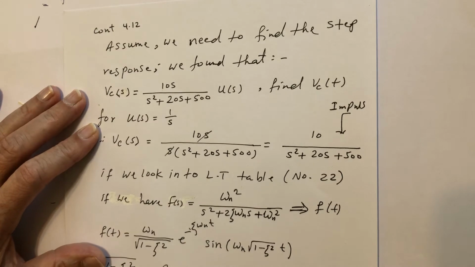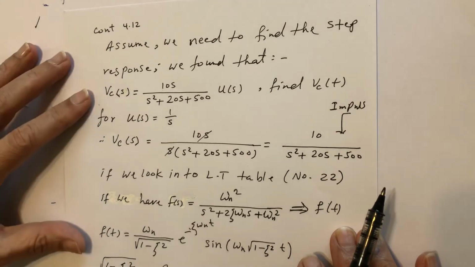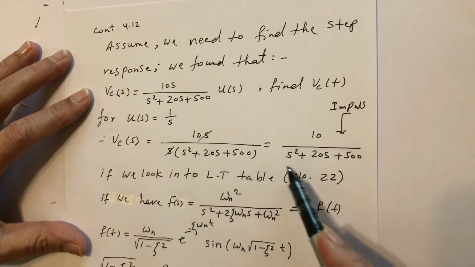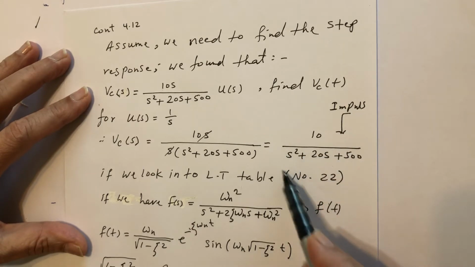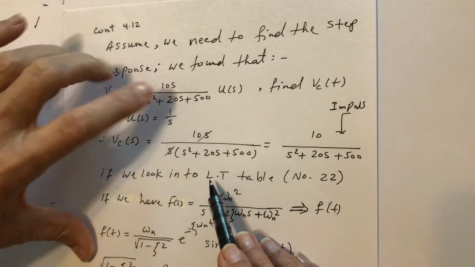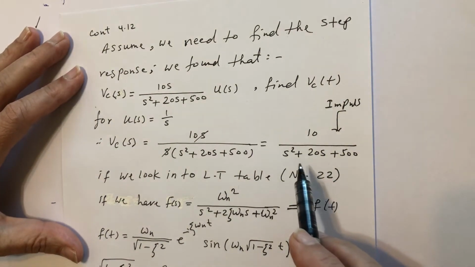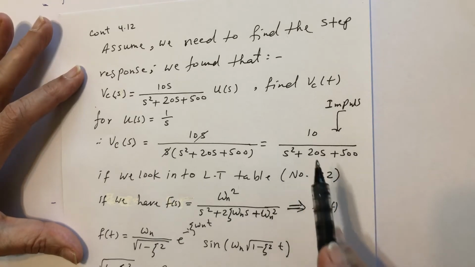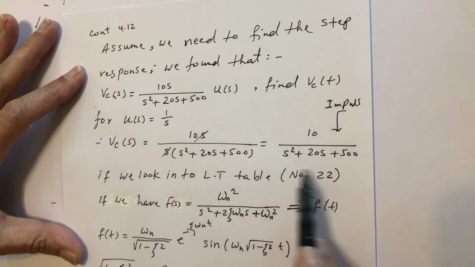Now this is a different situation, and that's why I am solving it for you. So VC of S: this will cancel with the step, and you will have this. This will be an impulse response because it has a 10 over this without the S. This S disappeared because it cancelled with the S in the numerator. You remember I gave you the expression for underdamped for a step response, but here we have an impulse. When you have an impulse response for a system like that, the transfer function will be similar to this, okay?